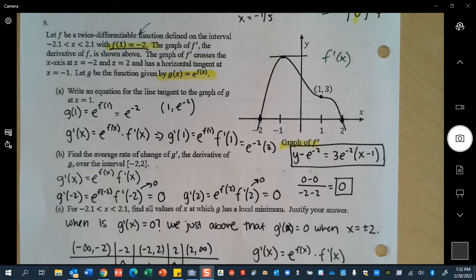So when I know that g has a value of 1, f of 1, input of f of 1 is negative 2. So I know an input of 1 gives me an output of e to the negative 2.